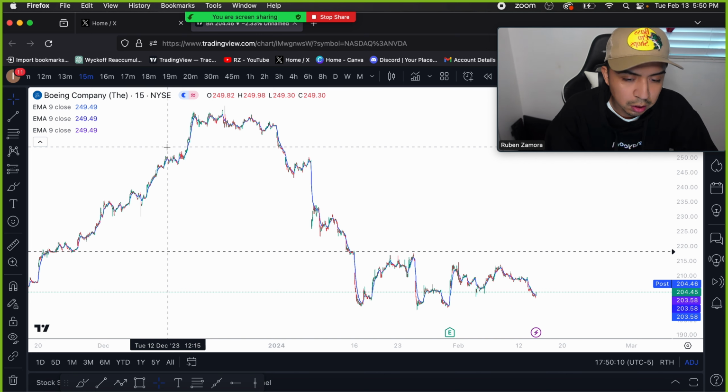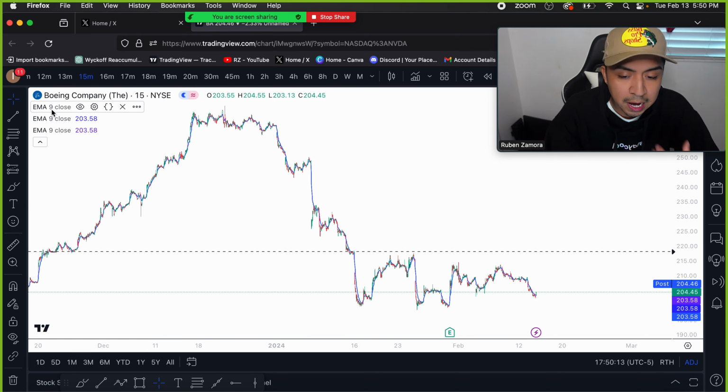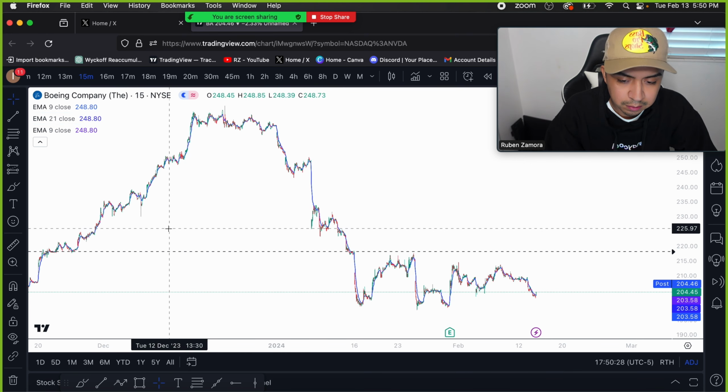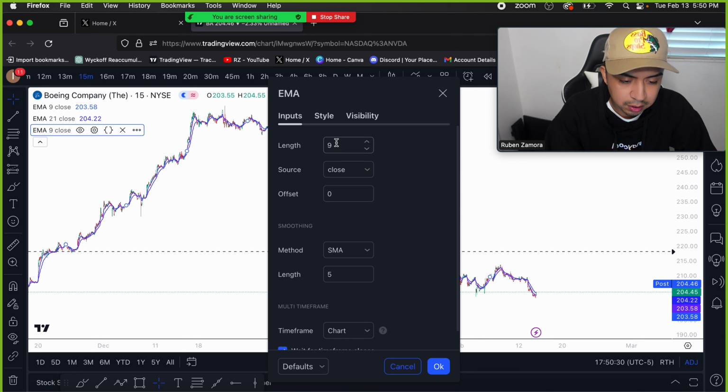So what I like to do, I use three special types of EMAs because each one is unique. The settings that I use would be the 9, which is already here, and now the next one is 21. All we've got to do is change the length, so 21, keep it like that. And then the other one is 55.